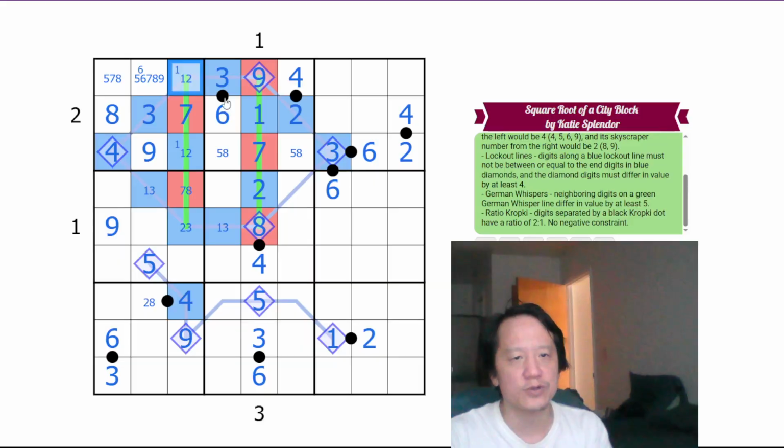This can't be 3 because of 3 in the box. 3 eliminates 3 here, so that's 1. This 1-2 pair eliminates 1 and 2 in the rest of the column, so this can't be 2. It's 3, which makes this 1.